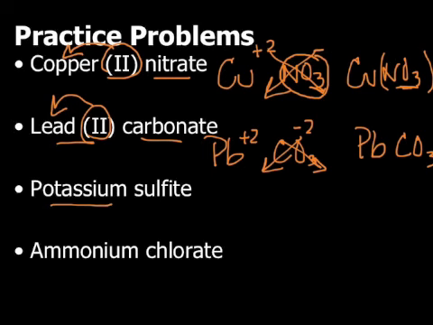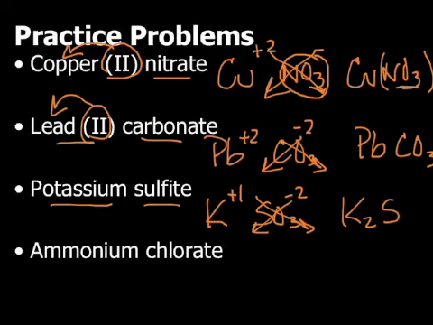Next example, potassium sulfite. Potassium is K. Potassium is a single charge metal, so it's always a +1. And then sulfite is SO3 2-. Again, that comes off my list of polyatomics, or you have it memorized. Crisscross charges here, so this becomes K2SO3.